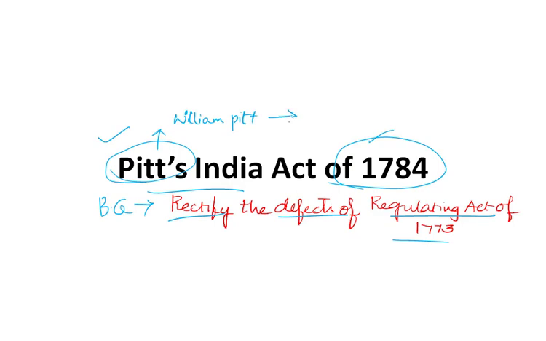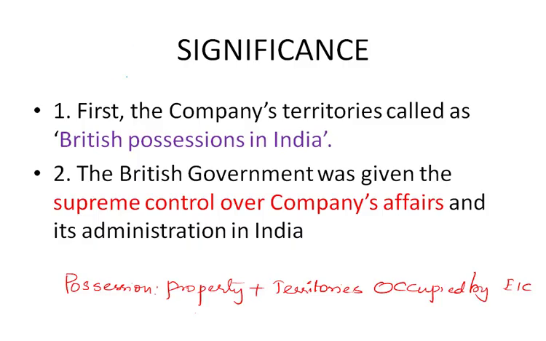William Pitt was the then Prime Minister of Britain. So the act is passed in his name, and it is known as Pitt's India Act 1784. So what is the major contribution or significance of this act? For the first time it introduced a new word called possessions.